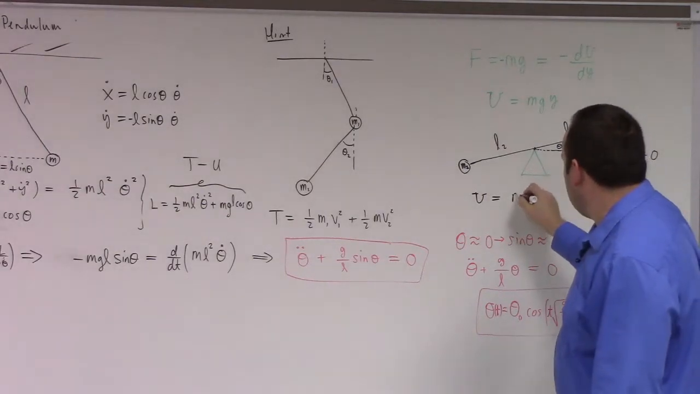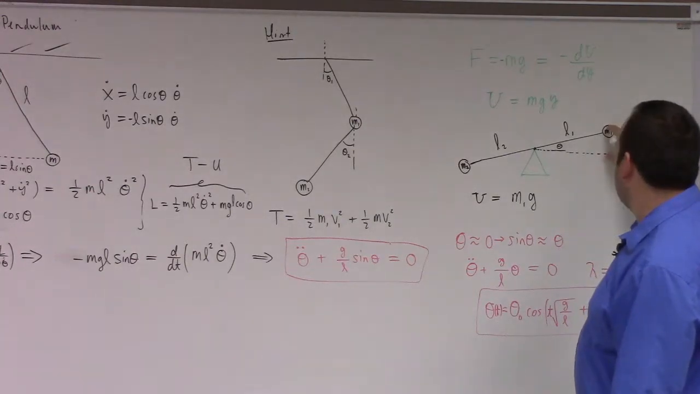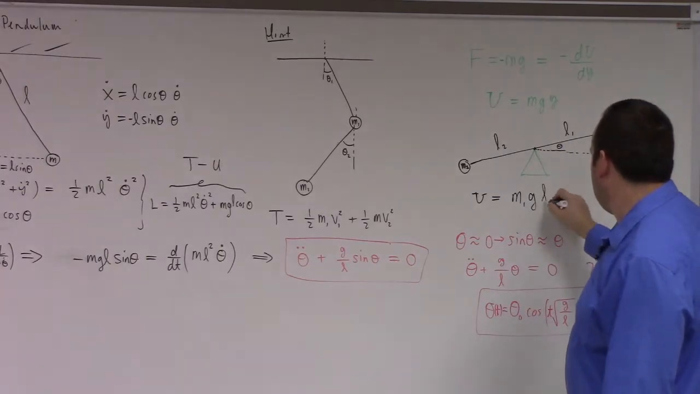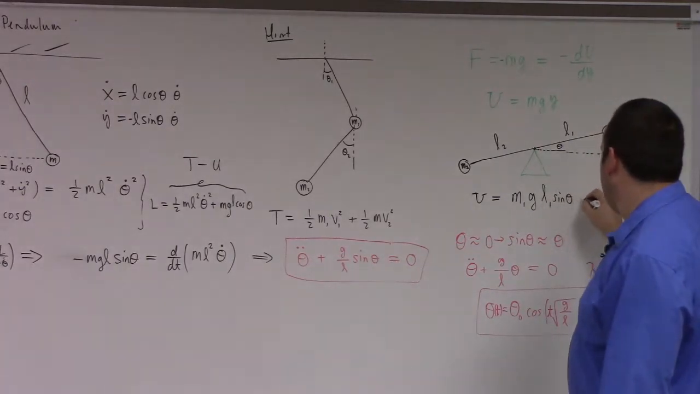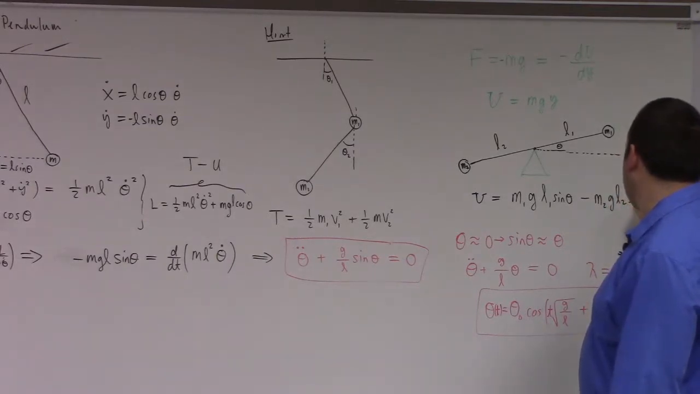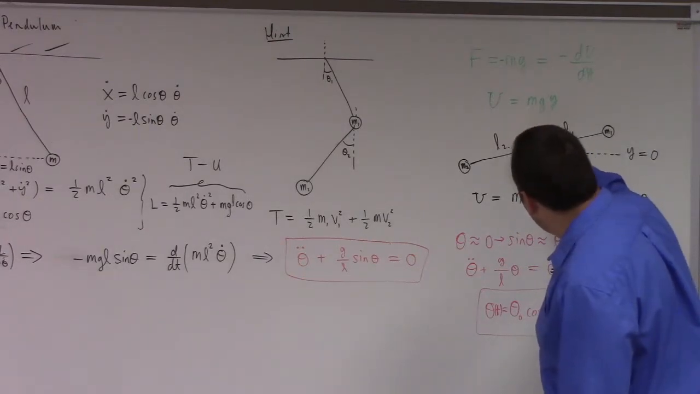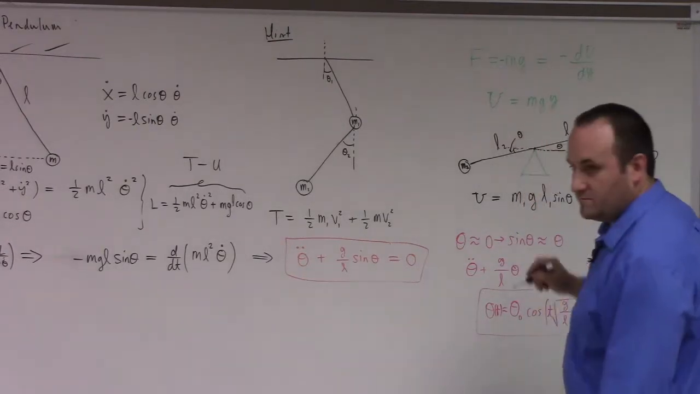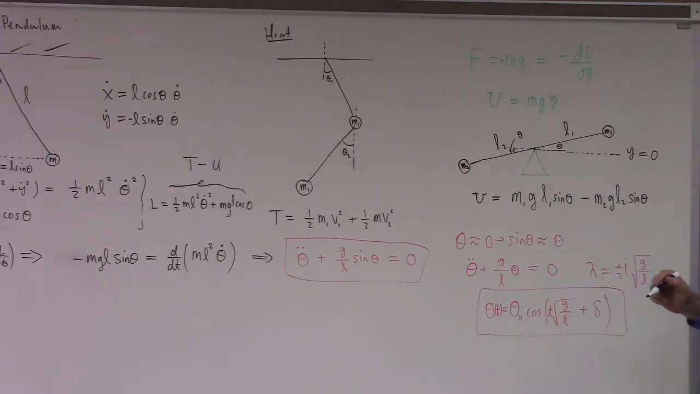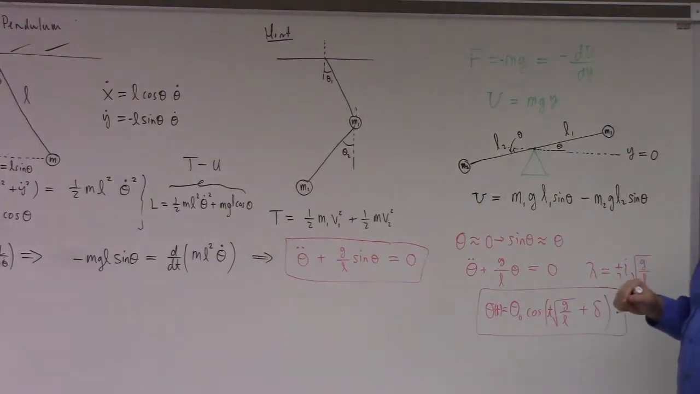So I do M1 g, and then I just need what's y1 here. It's L1 sine theta, minus M2 g L2 sine theta, right? Because by the geometry, there's also a theta in here, right? So the basic thing is you find the potential energy for each mass in your system, and then just add them. And so that's always true?